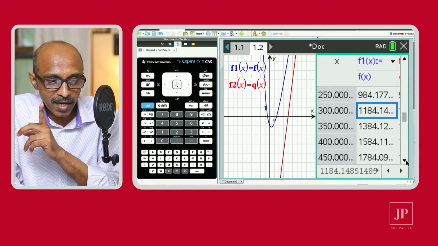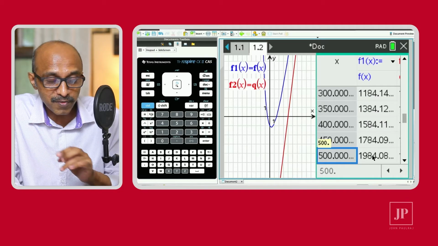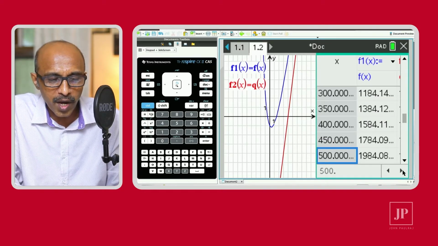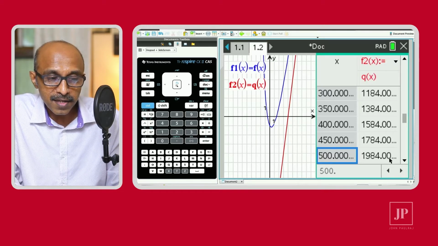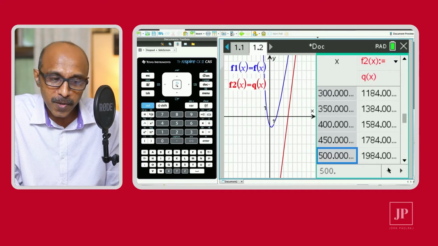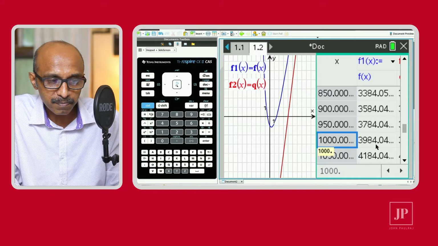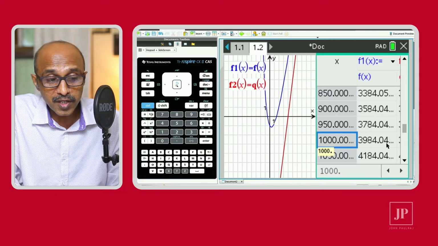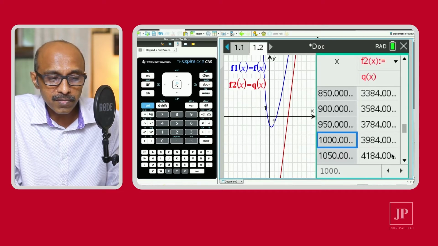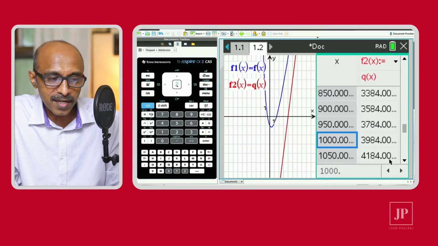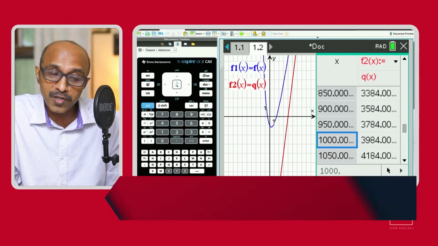And let's move down, guys. At 500, let's look at the values. The rational function is 1984.08, whereas the quotient function is 1984.00. All right, this is interesting. So when I go all the way to, let's say, 1000, my rational function was, did I read it correctly? Okay, it's 3984.04, whereas the quotient function is 3984.00.